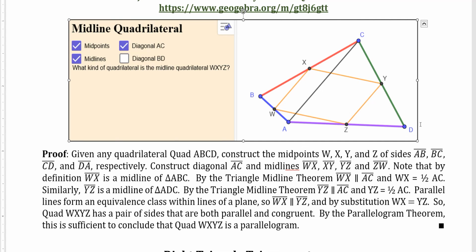Well, think about the properties of a parallelogram that we proved in the parallelogram theorem. This is sufficient to conclude that the quadrilateral WXYZ is a parallelogram. Isn't that pretty cool? Doesn't matter what kind of quadrilateral you start with, you always get a parallelogram when you connect up the midpoints. I think that's awesome.